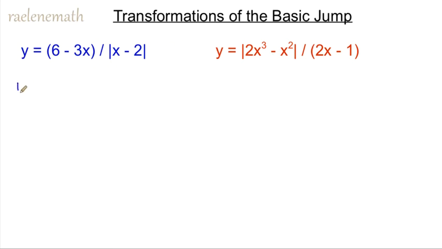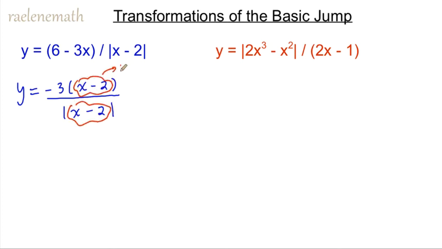In the first function, we want to put it into transformational form, which involves some factoring. I can factor a -3 out of the top, and I've got the absolute value of x minus 2 in the bottom. We can see that we have a common factor of x minus 2, which means that we're translating again horizontally 2 spaces to the right. So we expect our jump discontinuity to occur along the vertical line of x equal to 2.